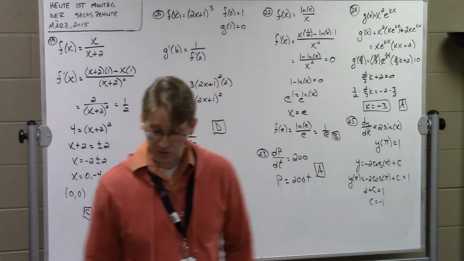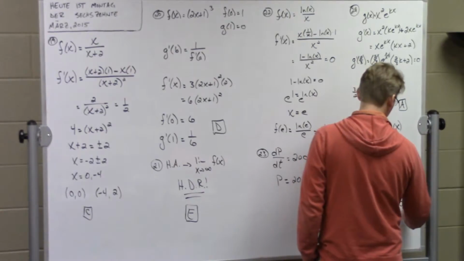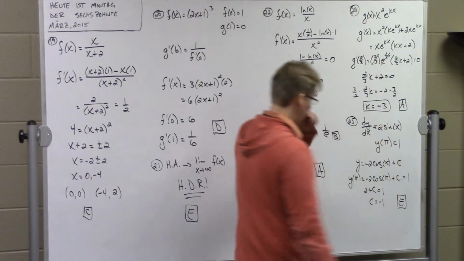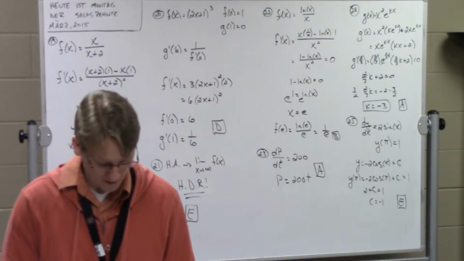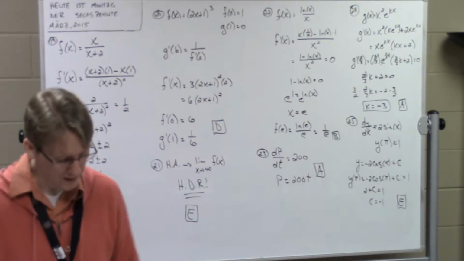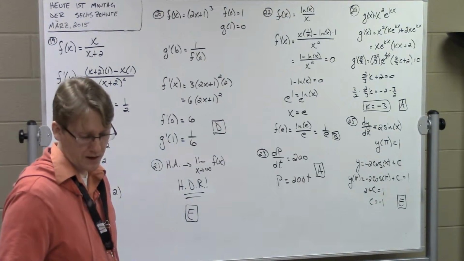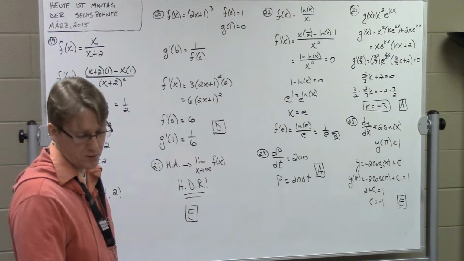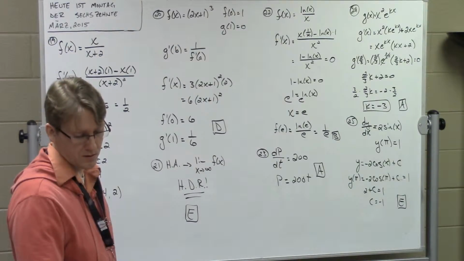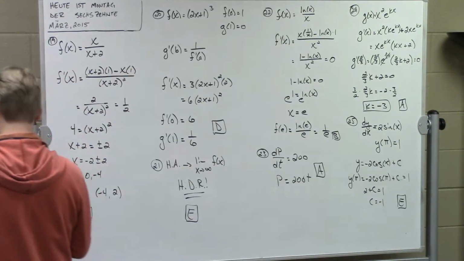So my answer choice is E. All right, three more. 26: let G be the function with first derivative given by G prime equals... Which of the following must be true in the interval from 0 to 2? Ooh, all right, let me write that one down.